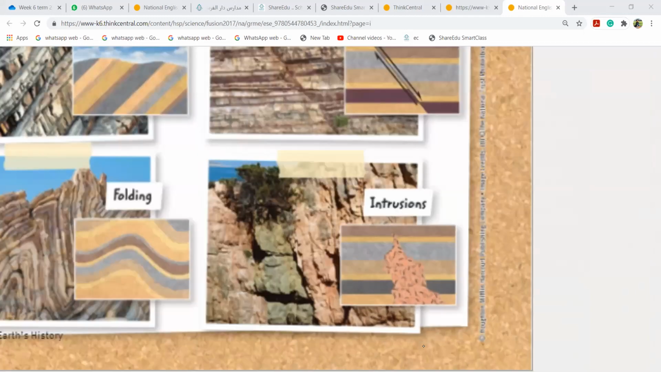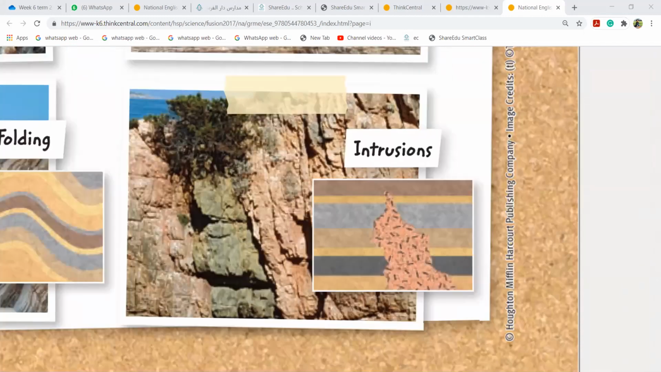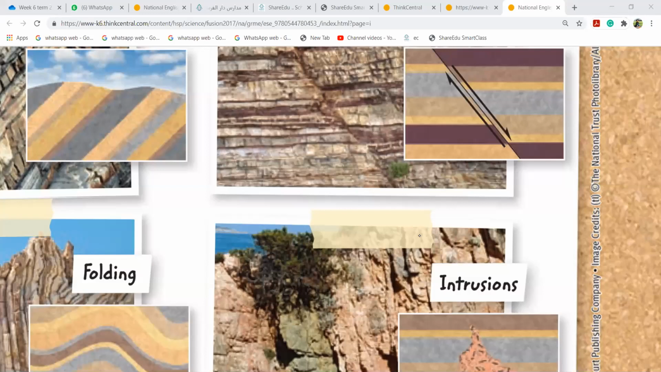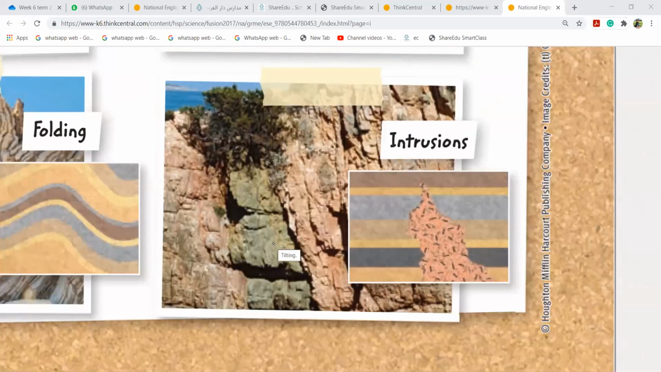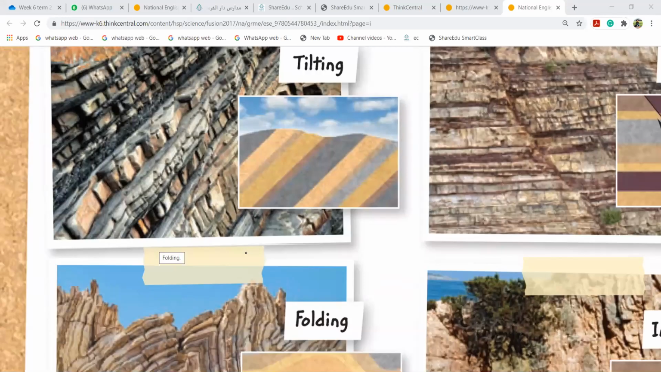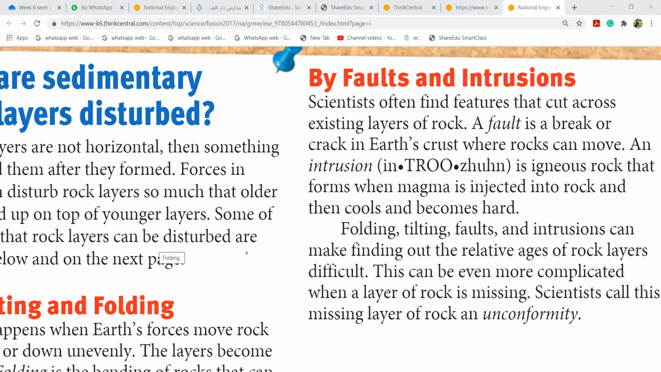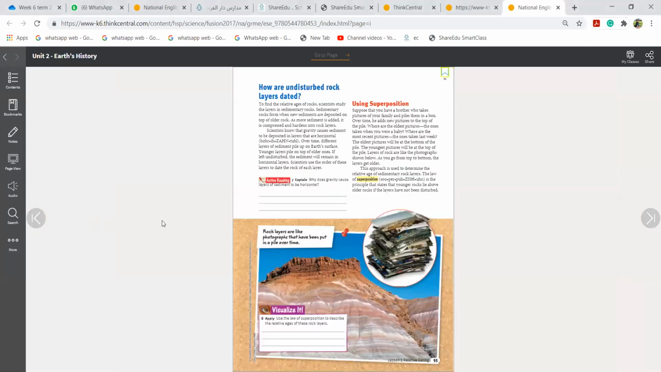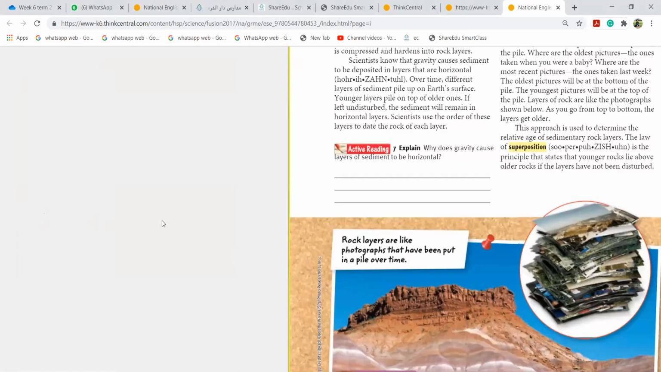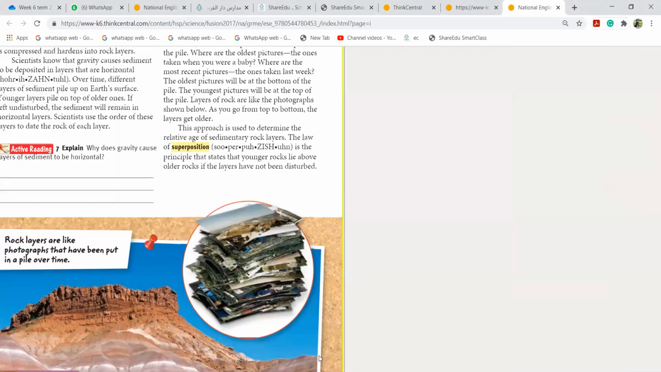So what did we learn today? We learned what intrusions are, inside the rocks. I told you what tilting is, what faults are, breaking of rocks, and what foldings are. You can see these layers. And then we studied superposition, which means the younger rock is on the top and the older rock is below.